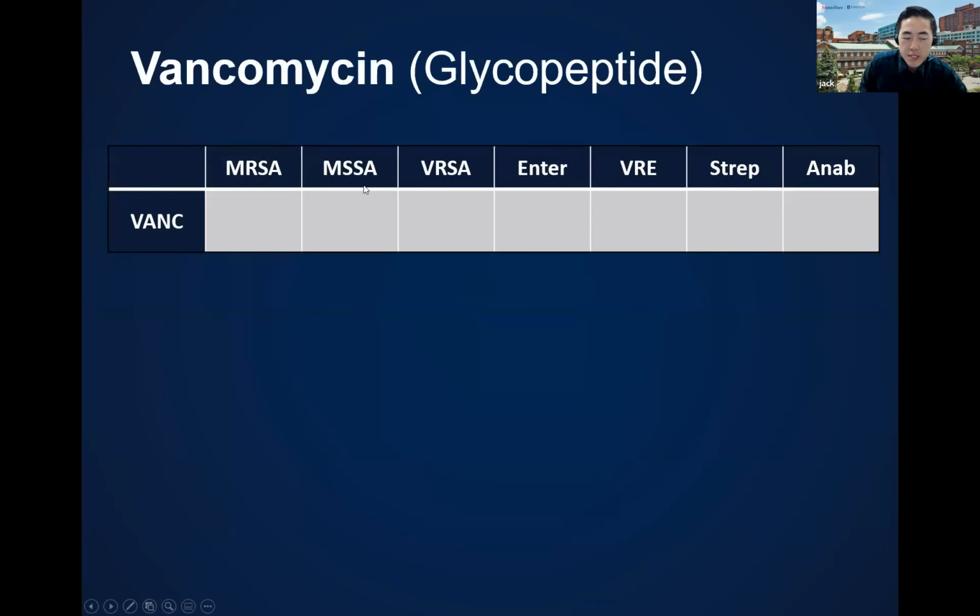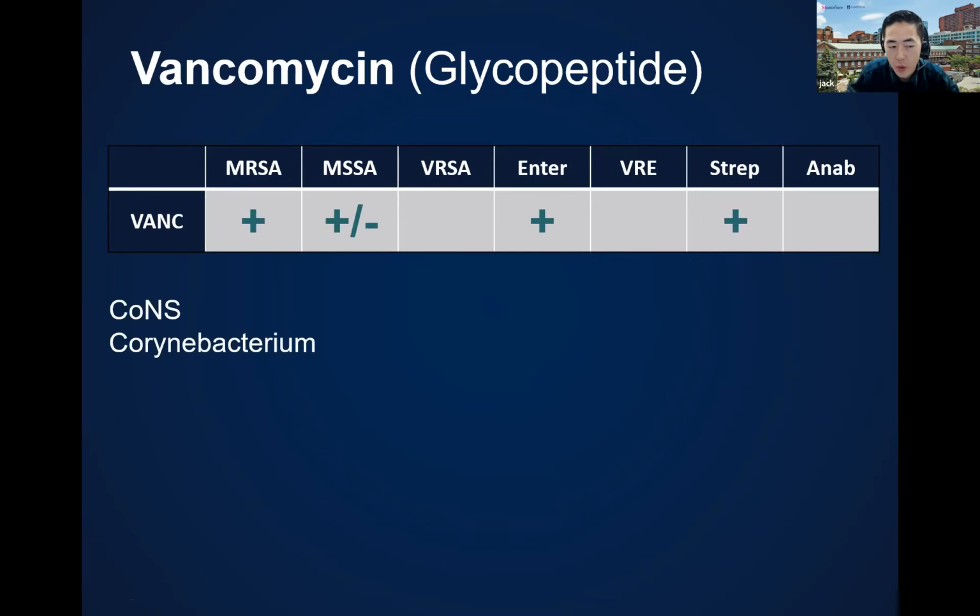So we'll start with vancomycin. I put out just the different coverage here. In terms of vanco, it's strictly a gram-positive agent. It doesn't really cover gram-negatives at all. And in terms of its gram-positive coverage, this is what it looks like. It covers MRSA, covers MSSA, but not as well as a beta-lactam. That's why there's a plus minus. Definitely covers Enterococcus if it's not VRE, and it covers strep for sure. It also covers some coag-negative staph as well as Cutibacterium, which you may see in prosthetic joint infections.